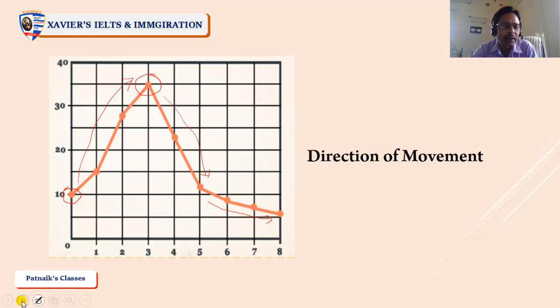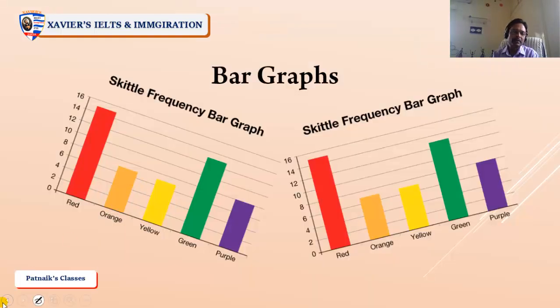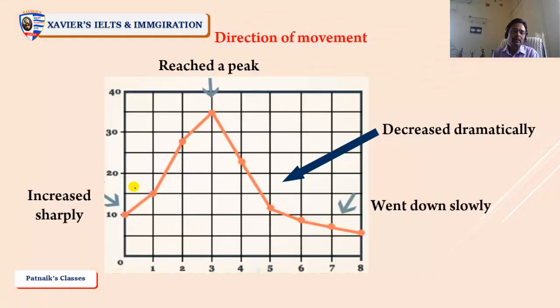So we'll see what kind of words we'll be using for this. See, this is the starting point. Starting from the starting point, the angle of increase is drastic, right? So for this, what words can we use? Increased sharply, and then reached a peak, or the highest value, right? Reached a peak is the word we will be using for the highest value in our sentence.